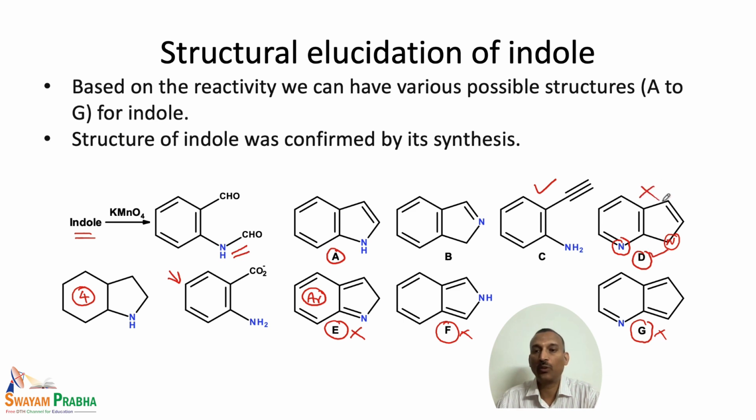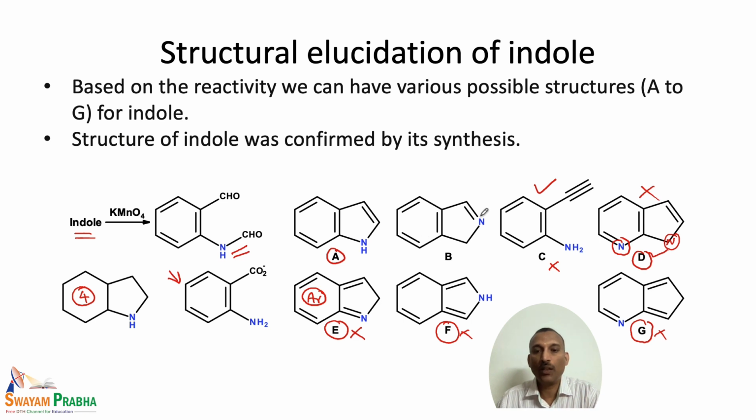So this is also ruled out. And when we come to the open chain structure, this is a probable structure that can actually give the required oxidized product as shown here. But this compound cannot be formed from the anthranilate starting material. So we can completely rule out that C is not the structure for indole. And then we are left with the structures A and B only.